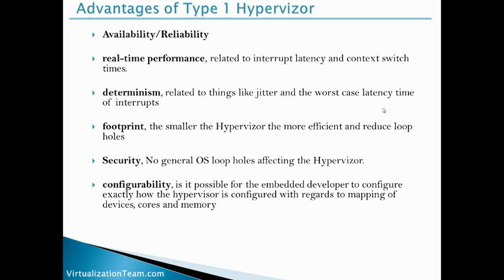Okay, so advantages of Type 1 hypervisors: availability and reliability. Now your hypervisor doesn't depend on the availability and reliability of the operating system sitting below it, like in Type 2. Remember, in Type 2 hypervisor, like VMware Workstation, it doesn't matter how reliable VMware Workstation is, as it always depends on the reliability of the OS below it. So if Windows 7, which was below my VMware Workstation, crashed, my VMware Workstation will crash too.